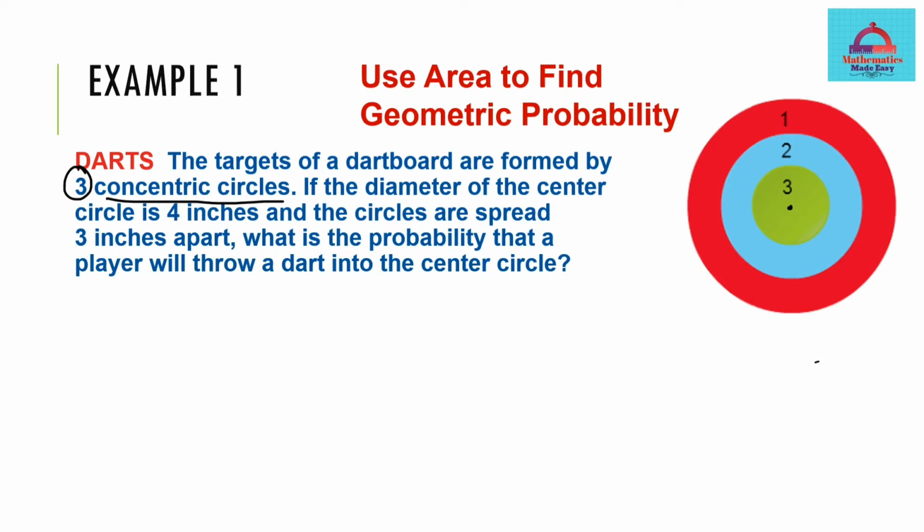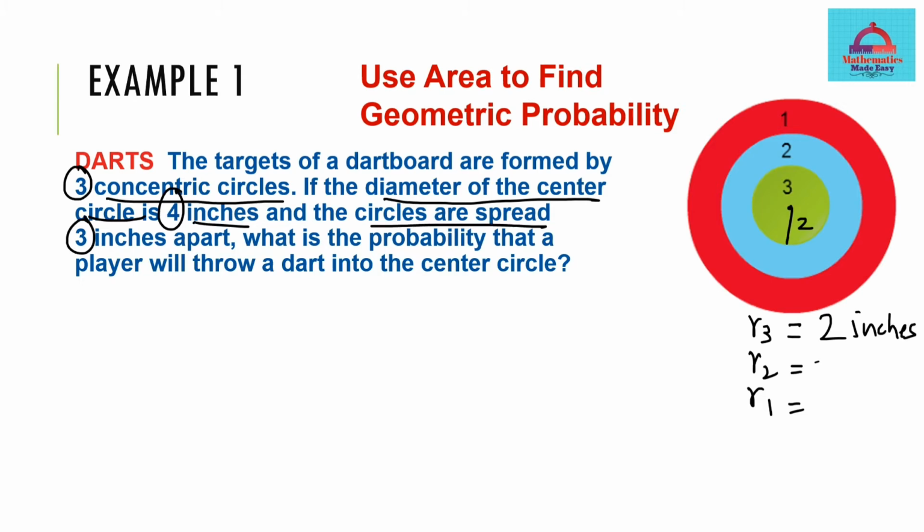So let's read what more is given. The diameter of the center circle is 4 inches. So if diameter is 4, we can calculate radius as 2 inches. Let us call R3 as the radius of the smallest circle, R2 as the radius of the blue circle and R1 as the radius of the biggest red circle. So R3 we have found out as 2 inches. Let's see what more information is given.